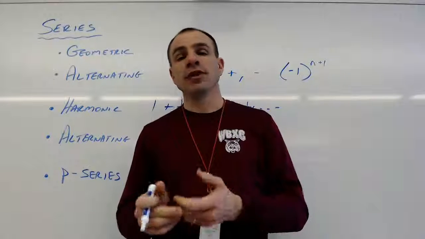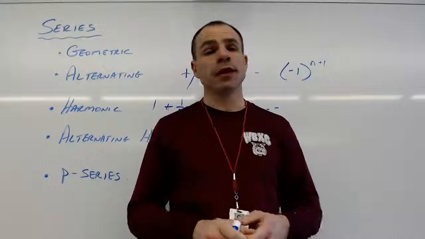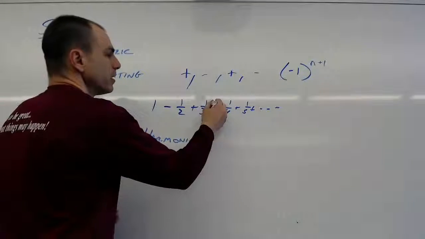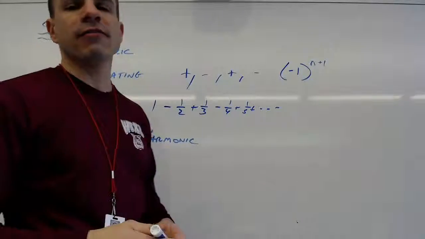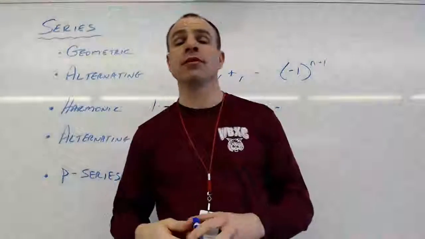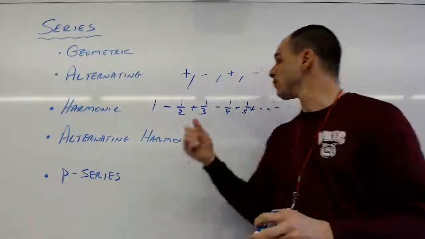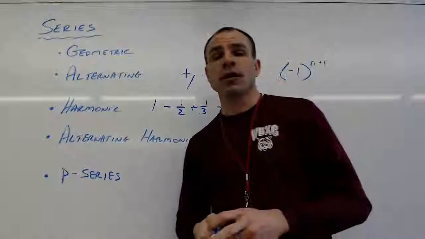Besides the harmonic, we also have the alternating harmonic, which has the same terms. It's just that they change sign, so you have 1 minus a half plus a third minus a quarter, and plus a fifth, and so on and so forth. So there's your alternating harmonic.